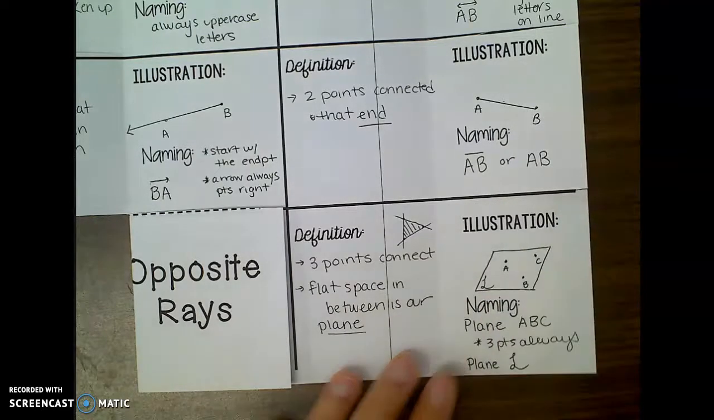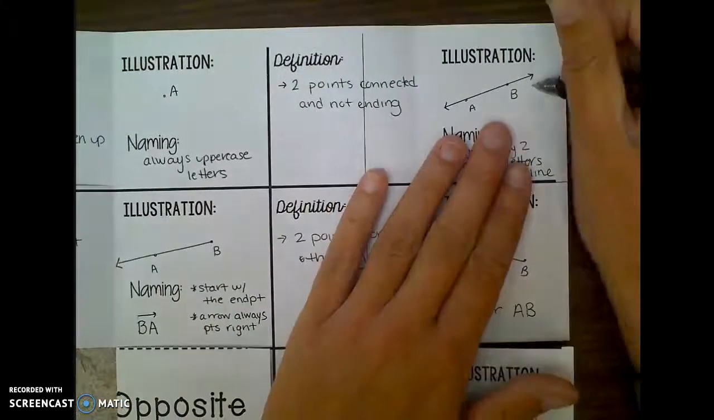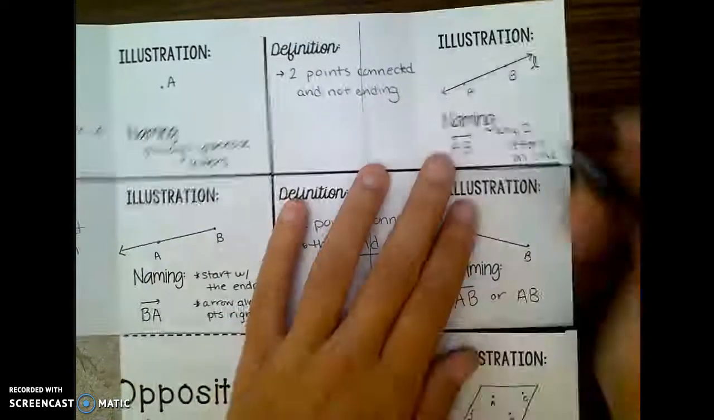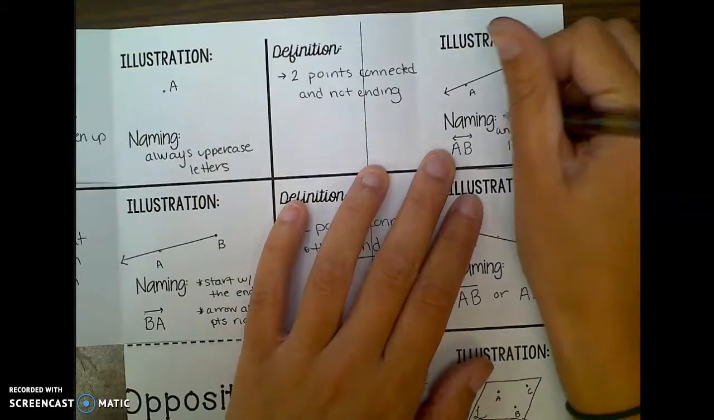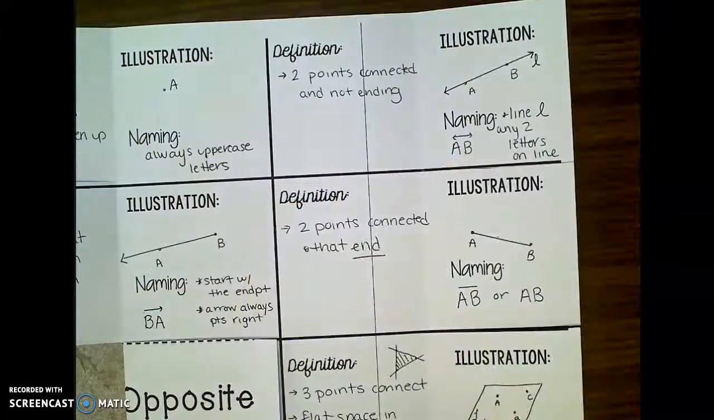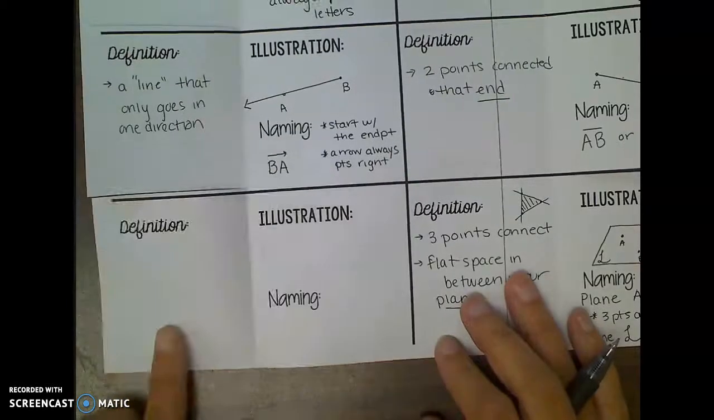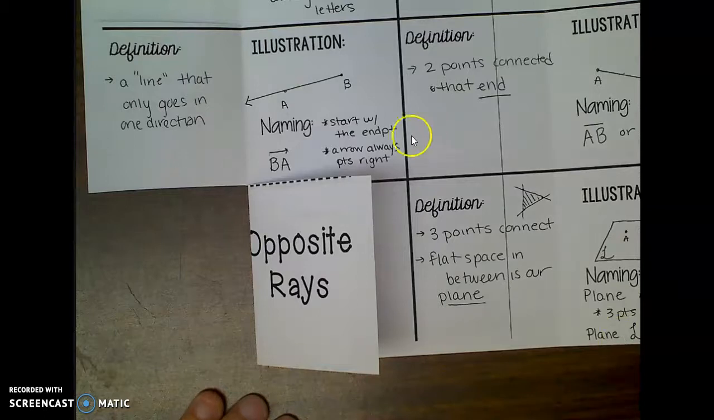Which reminds me, if I go back to our line, if you put a lowercase cursive letter next to it, you could also call this line L, would be another way to name a line. Okay. Now, I don't want to overdo it, so opposite rays we're going to talk about tomorrow, or maybe you can make a guess as to what you think it is, and we are going to do more of this in class on Tuesday.